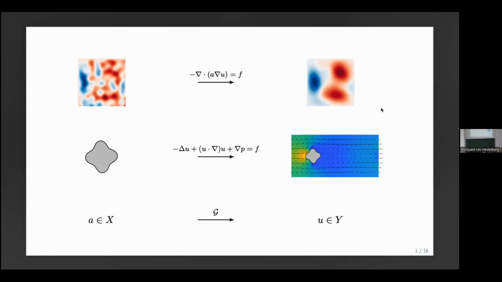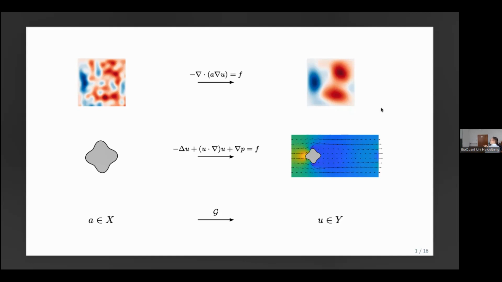The situation that we will have in mind is that the input relates to the output through some partial differential equation, so through some kind of physics. This is what we see, for instance, in the top row, where the input A is the diffusion coefficient of the second order elliptic PDE. This is the standard example that people consider. And U is the output of the operator. It's just the solution of the PDE.